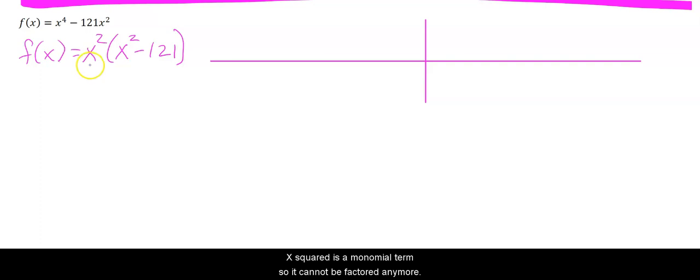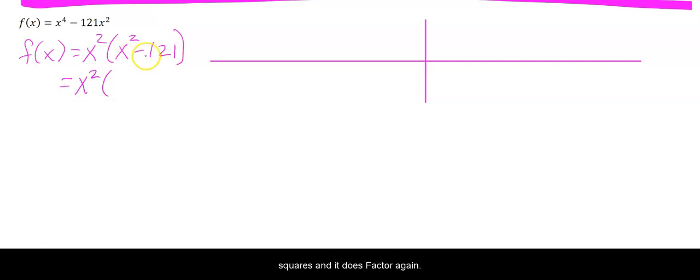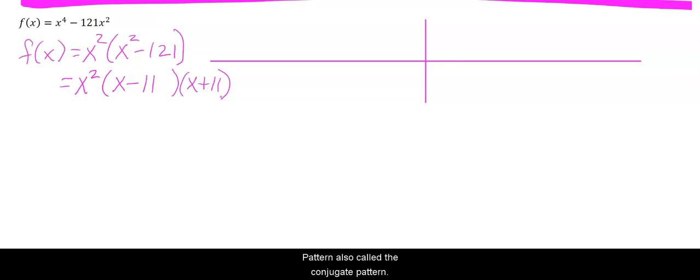X squared is a monomial term, so it cannot be factored anymore. However, the x squared minus 121 is the difference of two squares, and it does factor again. This becomes x minus 11, x plus 11. That's that difference of two squares pattern, also called the conjugate pattern. This will give me my x-intercepts.